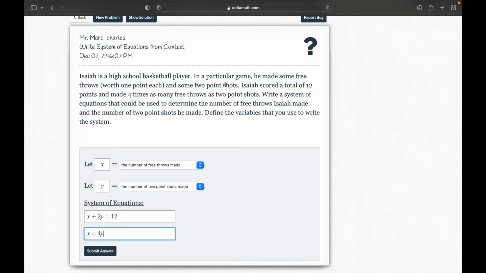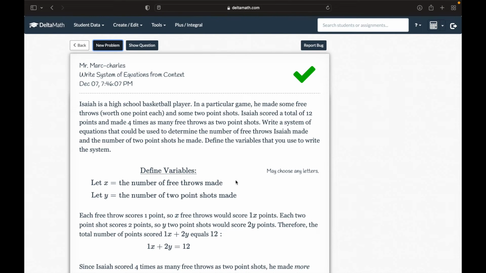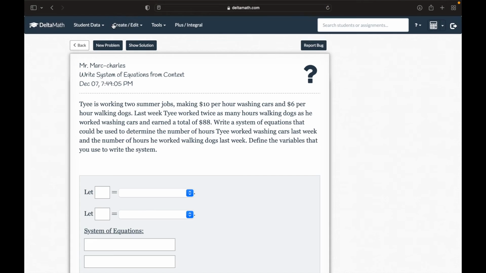Ask yourself again, if the sentence is telling us that they made 4 times as many free throws as 2-points, ask yourself, what did they make more of? More free throws. Okay, let's start with that then. x. How many more? Well, 4 times as much as the other, which is 2 points, 4y. Let's try another one.